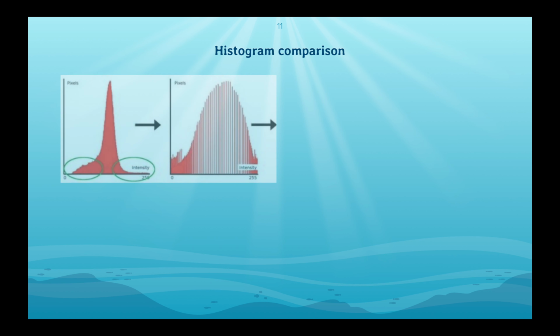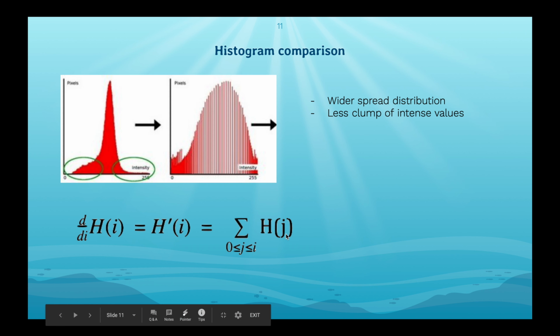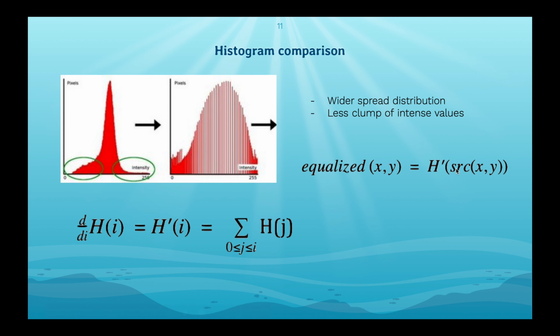So this results in a wider spread distribution of the histogram and less clump of intense values in the middle. And to find this, we take the derivative of the histogram function, which is h prime of I, and this is the sigma notation of it. So basically the equalized histogram is just h prime of the source that you want to equalize.